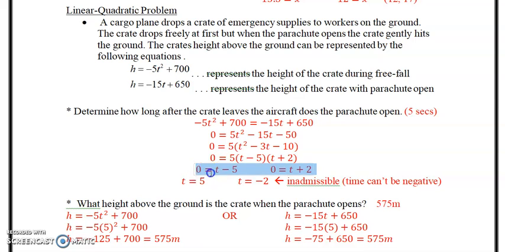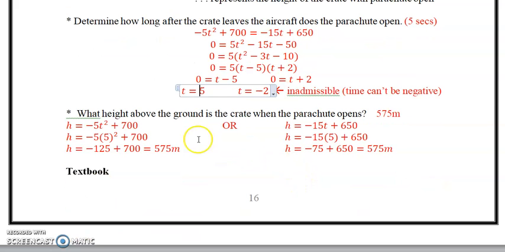So we got our 2 times. So we get a time equal to 5 and time equal to negative 2. We know this is inadmissible because you can't have negative time, right? So we use the time 5. It takes 5 seconds. So we can plug this into either one to figure out what that height is.